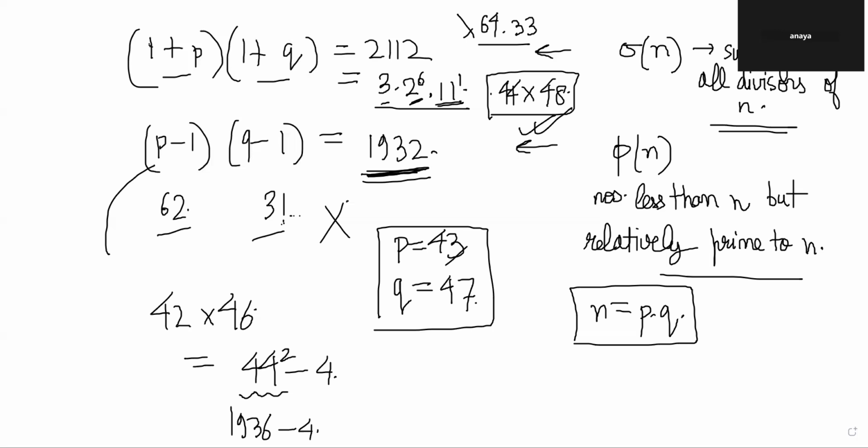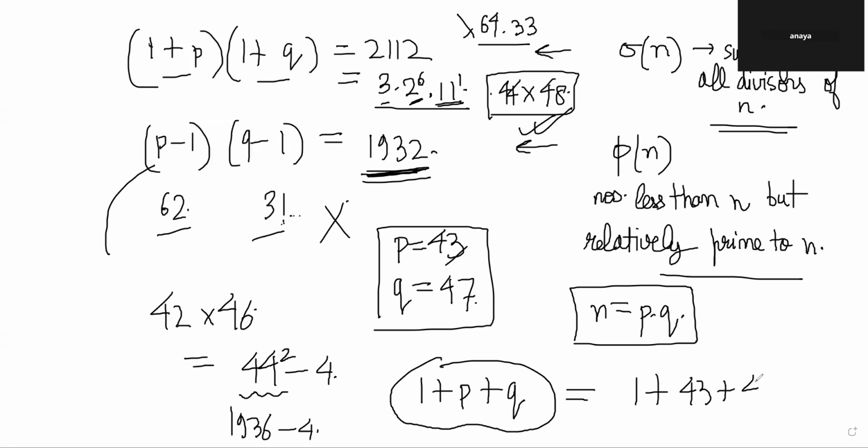Now that we know this, we can find the sum of proper divisors of n because our n was p into q, right? So proper divisors of n will simply be 1 plus p plus q, but we cannot put pq, because proper divisors means that the divisor must be smaller than the number itself. So we have to just do 1 plus p plus q here. So that will be 1 plus 43 plus 47, which becomes 91 finally.